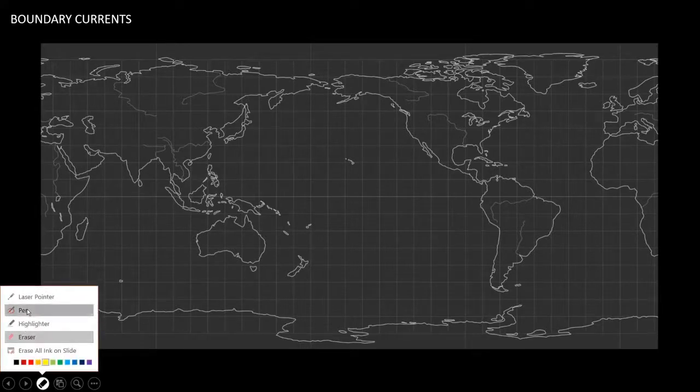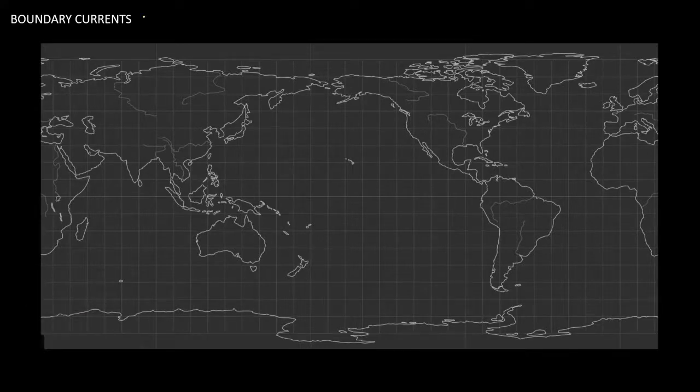So the boundary currents basically are of two types: the eastern boundary currents and the western boundary currents. Let us make it an abbreviation, EBC and WBC. EBC is the eastern boundary current, WBC is the western boundary current. But remember, this is not the eastern and western side of continents. This is the eastern and western side of the oceans.